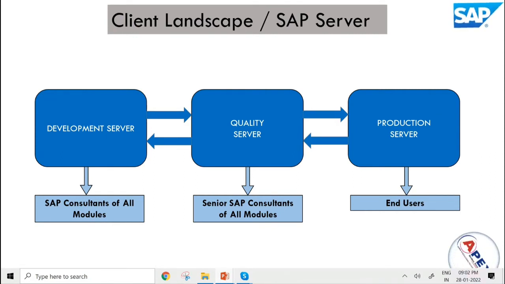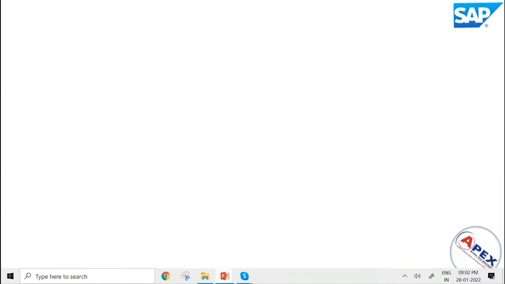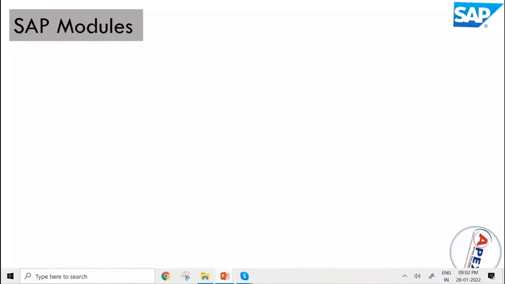We call this a client landscape. In each server we have three layers: database layer, application layer, and presentation layer. So they may ask you which SAP servers we have. You have to say development server, quality server, production server. Got it? Fine. Next we'll move to SAP modules.